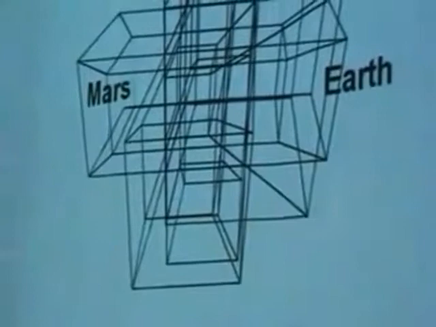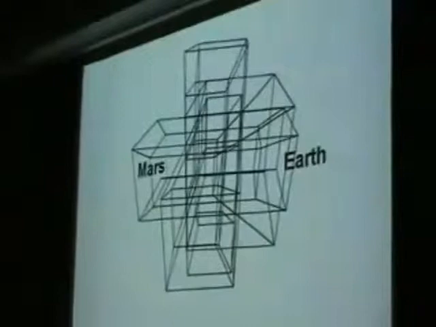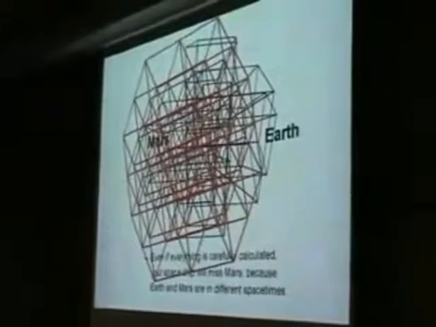You ought to be able to choose a spaceship and figure out exactly where Mars is, and have Mars come around, and the spaceship should just hit Mars. But in fact, if you do that, you guarantee to miss Mars. And why is that? That's because Mars is on a completely different grid. Mars is not in the same space that Earth is in.